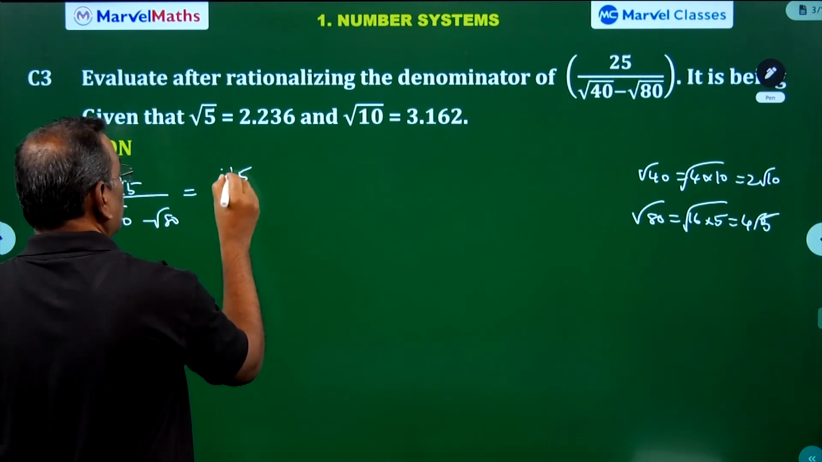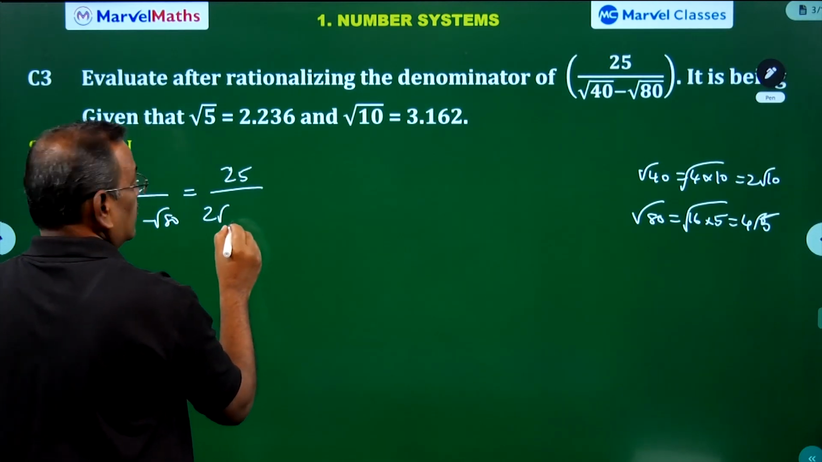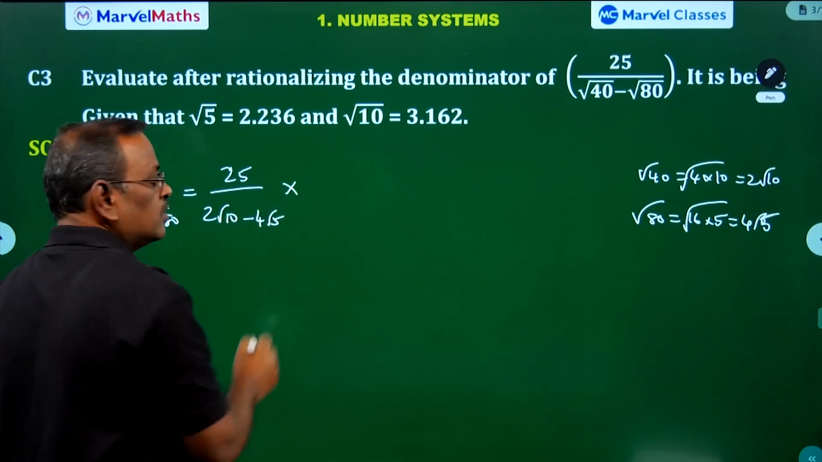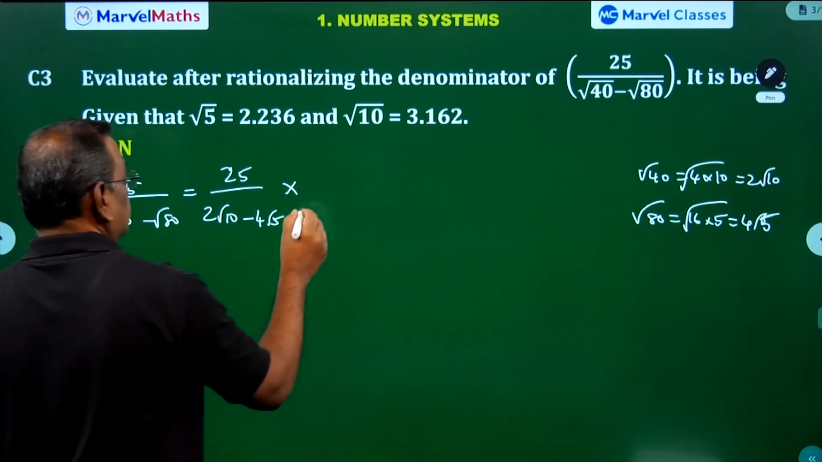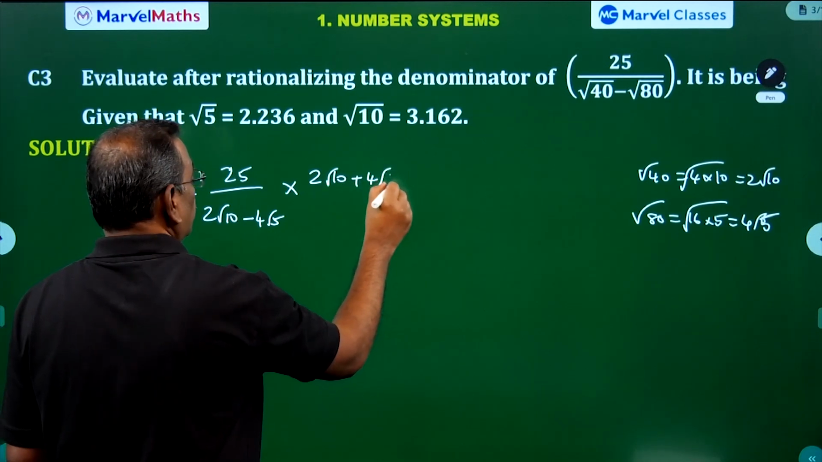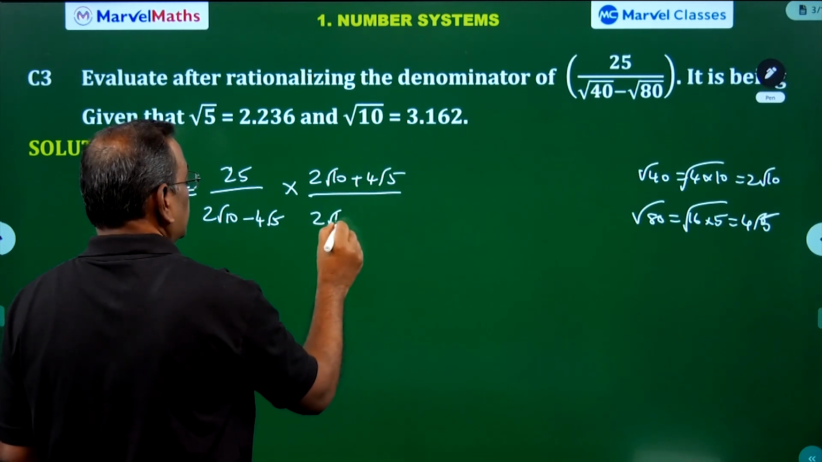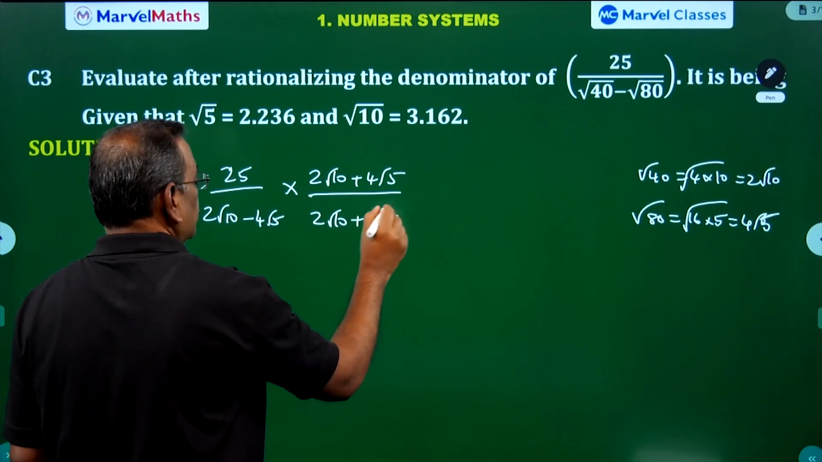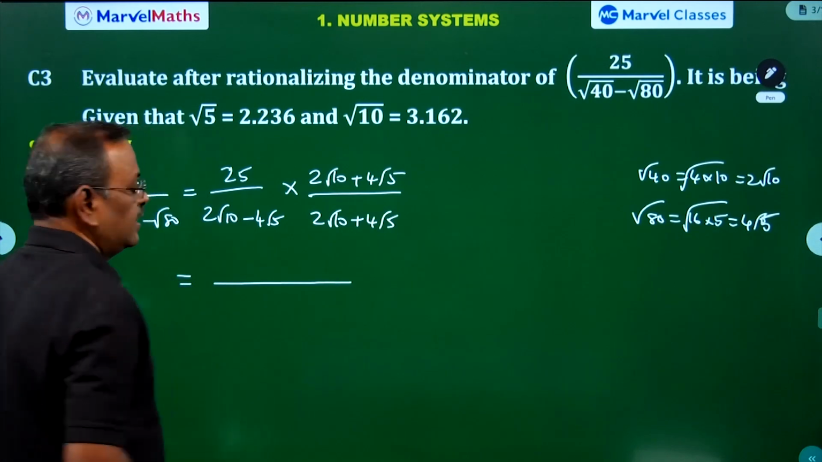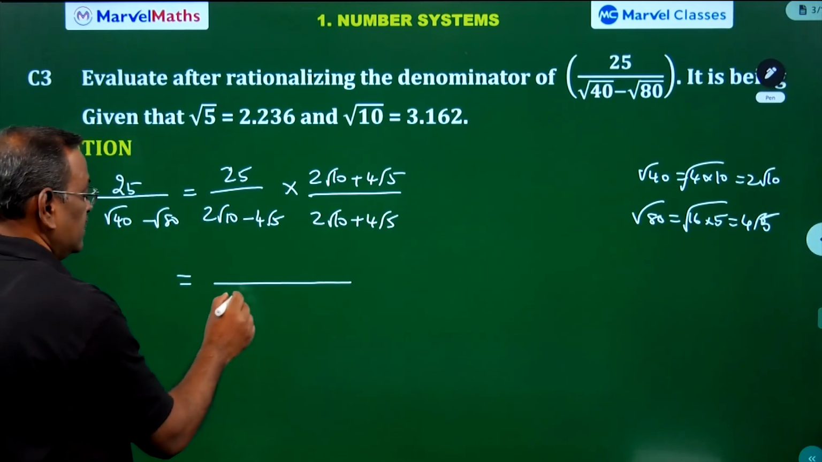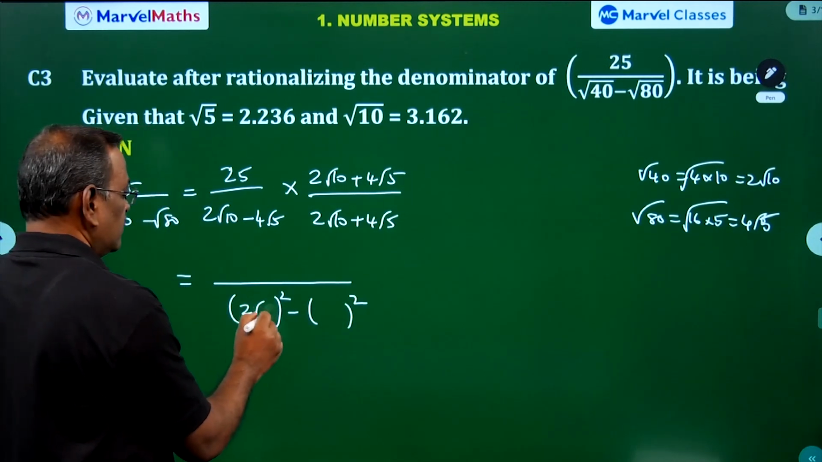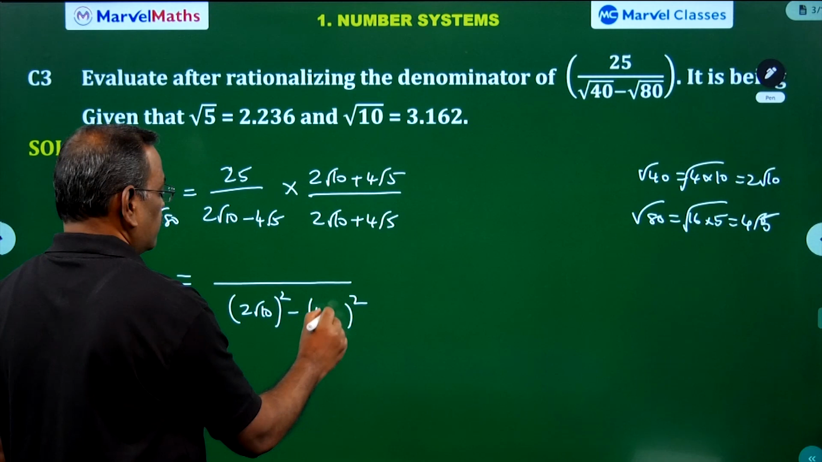25 by 2 root 10 minus 4 root 5, into the conjugate. So, what is the conjugate of this? 2 root 10 plus 4 root 5 by 2 root 10 plus 4 root 5. Clear? So, which is equal to a plus b into a minus b, which is a square minus b square. So, what is a? 2 root 10, and this is 4 root 5.